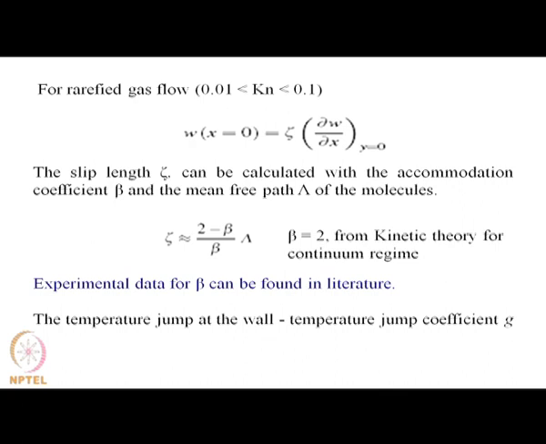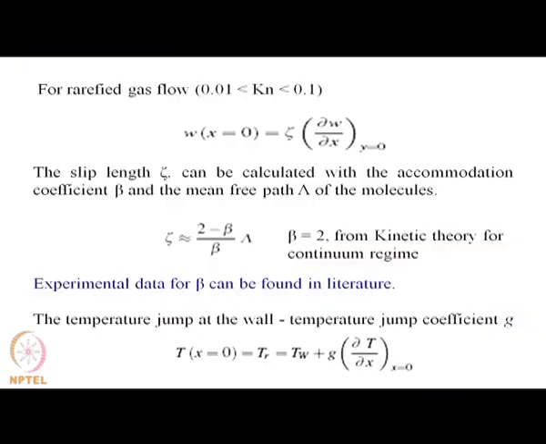Experimental data for beta can be found in the literature, and if we know the pressure of the system, then we should be able to find the mean free path. Combining these two, the slip length for velocity at the solid-fluid interface can be evaluated, which will serve as the new boundary condition for solution of the equation of motion in many such cases.